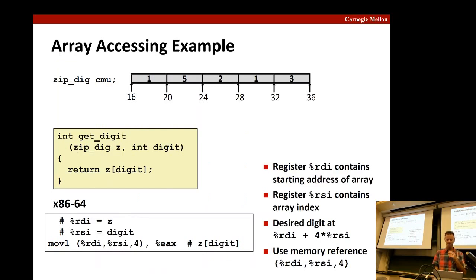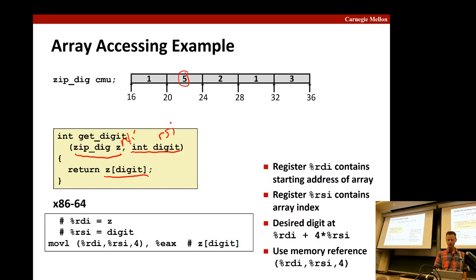Okay, so now let's suppose we had this routine get_digit. You pass it a zip_dig and a digit, and it returns that digit of the zip_dig. So if you pass it CMU and the digit 1, it would return the 5. That's the goal. By convention, these are both integral arguments, so the first argument is in RDI and the second argument is in RSI, and that's what's annotated here.